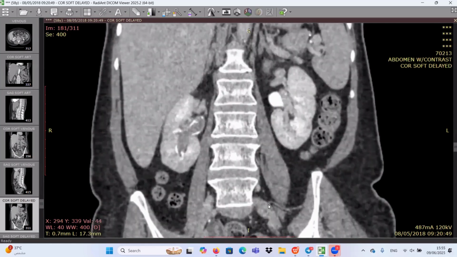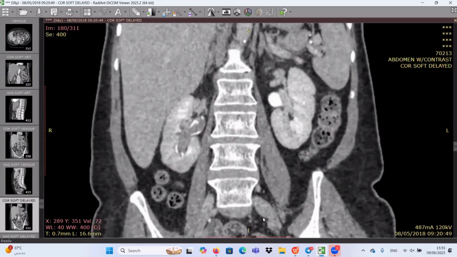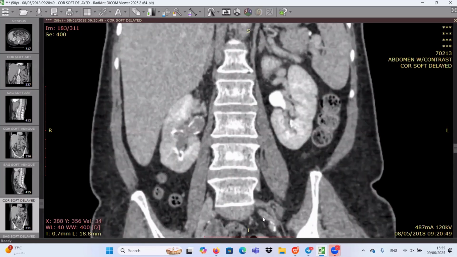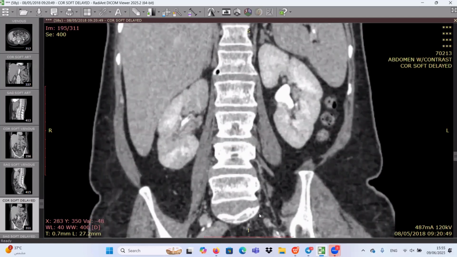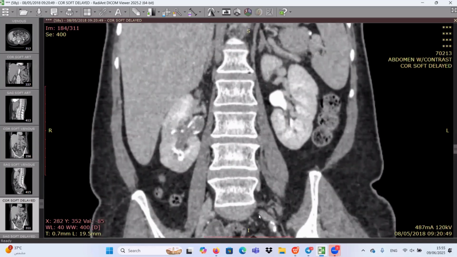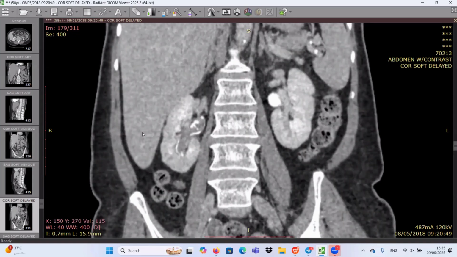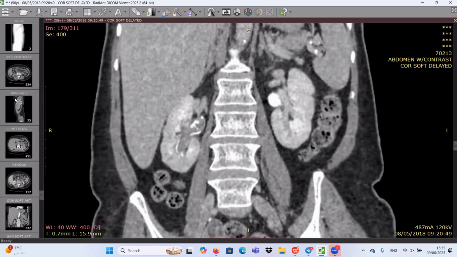So I would put it's either a blood clot or... How can we confirm whether it is a blood clot or not? By checking the Hounsfield unit. In which phase: the delayed, venous, corticomedullary, or non-contrast phase? In the non-contrast phase. Okay. Let's see the non-contrast.